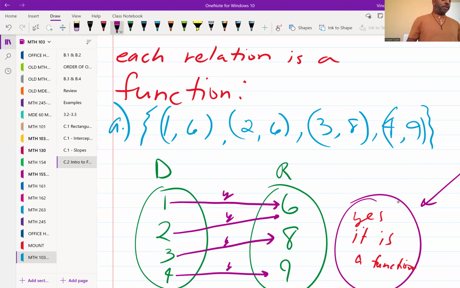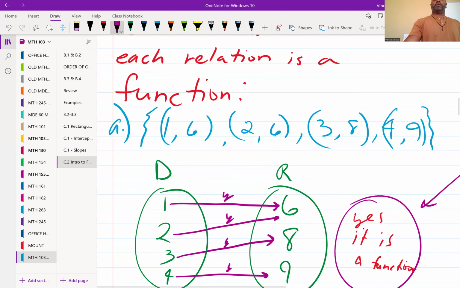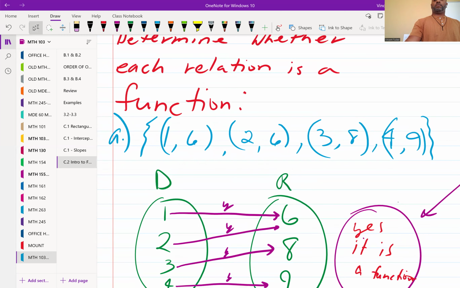And like I said, it just so happens that the numbers 1 and 2 go to the same number, but individually they only go to one number. And so that means it represents a function. Determine whether each relation is a function, making sure that each number in your domain goes to one value in the range.